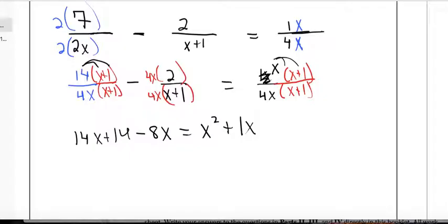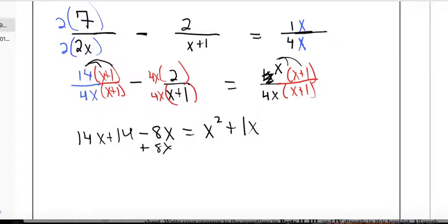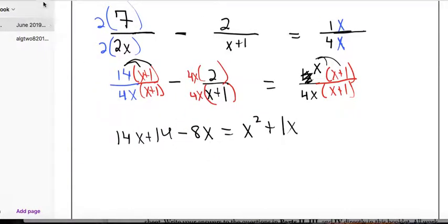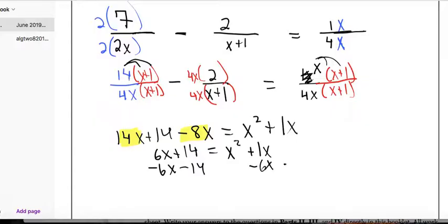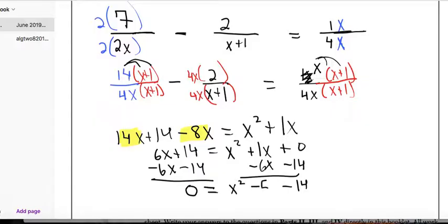I'm going to add 8x to both sides, or first, I'm actually going to combine like terms. 14x minus 8x is 6x. So this becomes 6x plus 14 equals x squared plus 1x. I'm going to subtract 6x on both sides, and I'm going to subtract the 14. Since there's no like terms, I could either put a plus 0 here or leave it blank, and that just comes down as minus 14 here. These terms cancel out. I get the left-hand side equal to 0. I get x squared, 1x minus 6x, minus 5x.